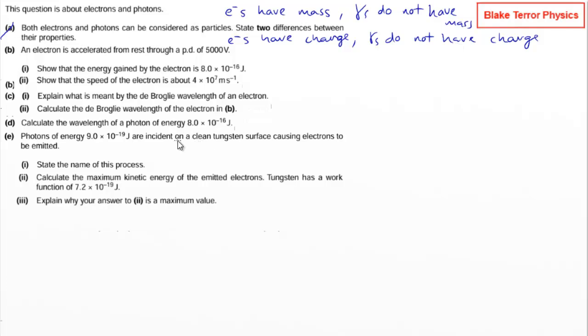An electron is accelerated from rest through a PD of 5,000 volts. Show that the energy gained by the electron is 8 times 10 to the minus 16 joules. Right, so a volt is a joule per coulomb.